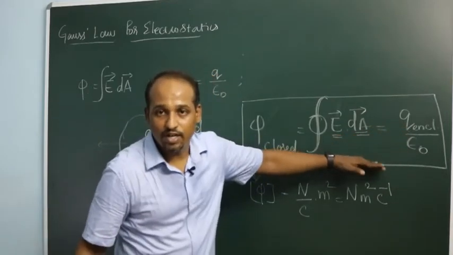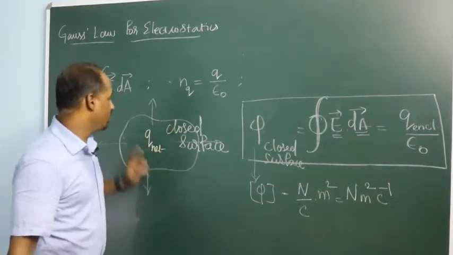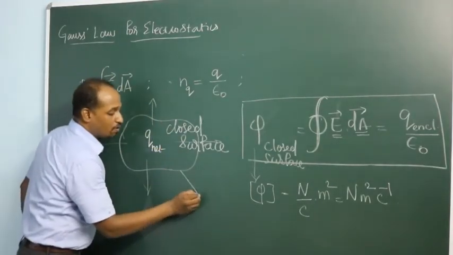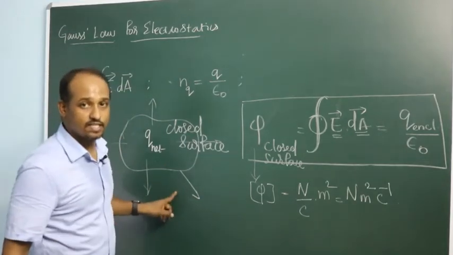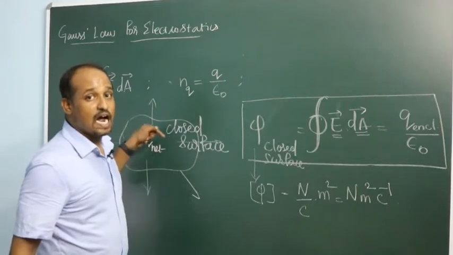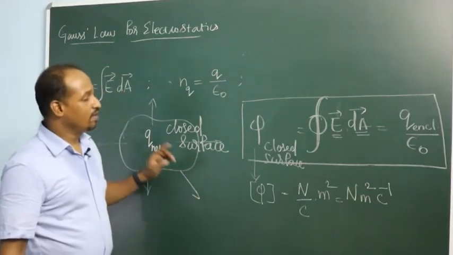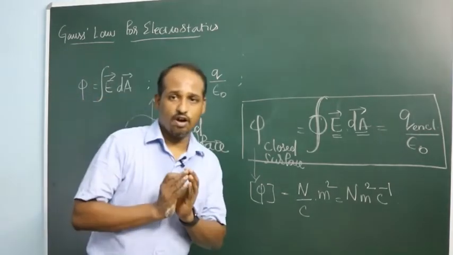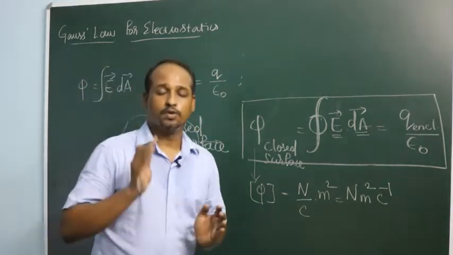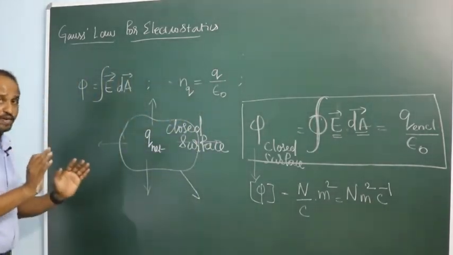This works only when the surface is closed. The direction perpendicular to the surface and outward is taken to be the direction of the area. See, through 1 coulomb of charge, you can draw 1 by epsilon naught lines. Through 2 coulomb of charge, 2 by epsilon naught lines. Through Q coulomb of charge, Q by epsilon naught lines.